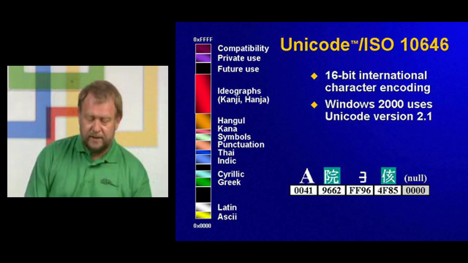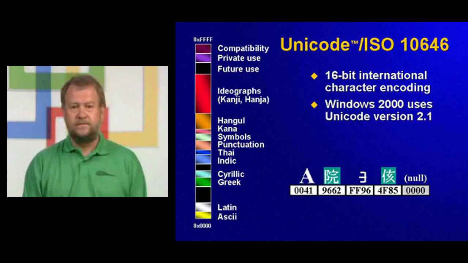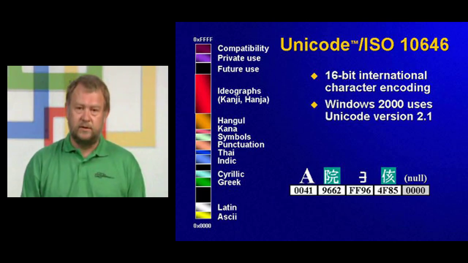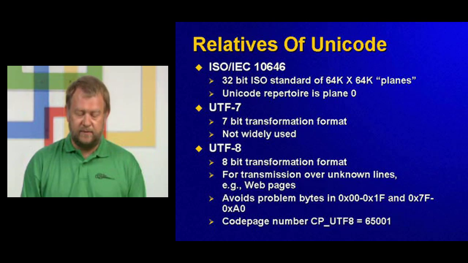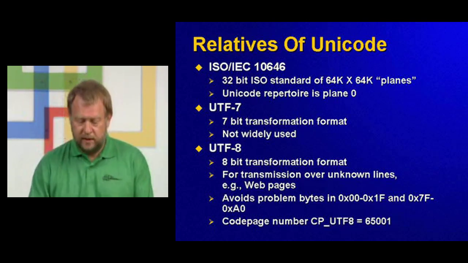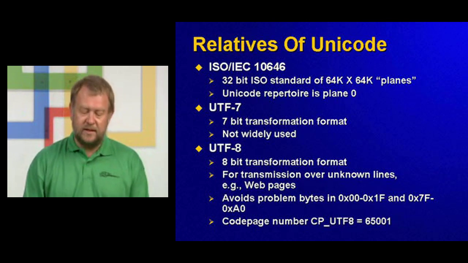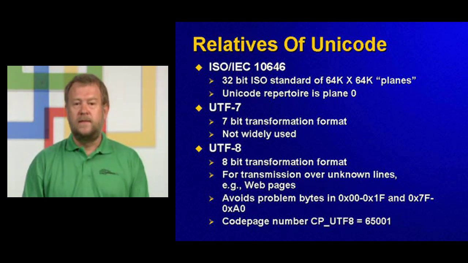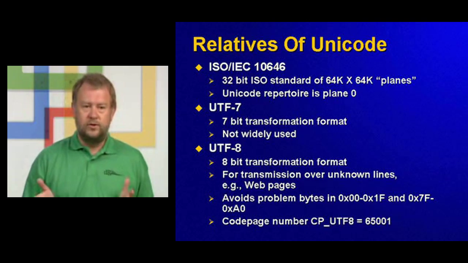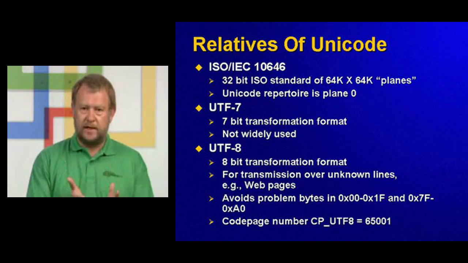But the point is that all characters are represented as 16-bit values. So, for example, capital A is, instead of being just hex 41, it's hex 0041 because it's 16 bits, and so on. The nice thing about Unicode, though, is that it's unambiguous. When you see one of these 16-bit values, you know exactly what it is, right?